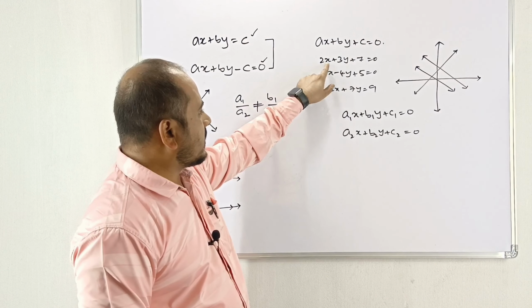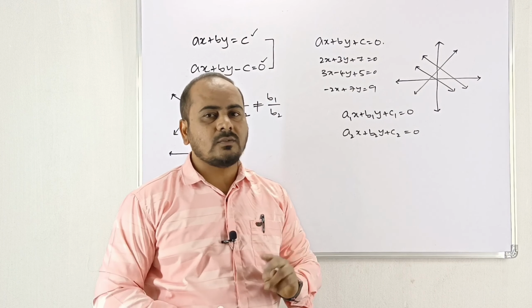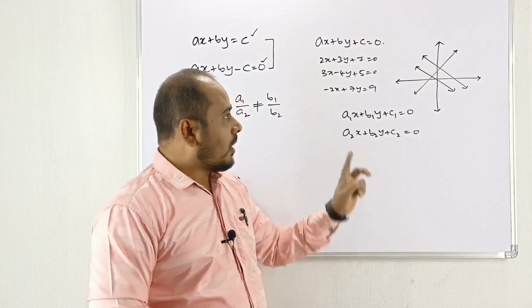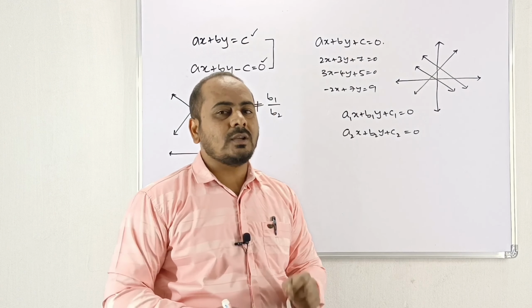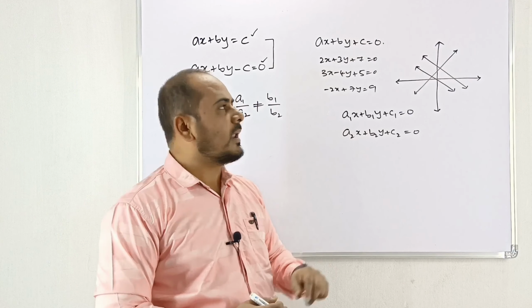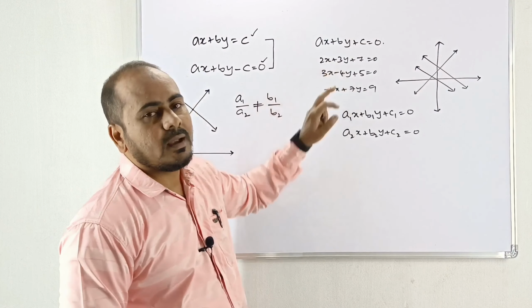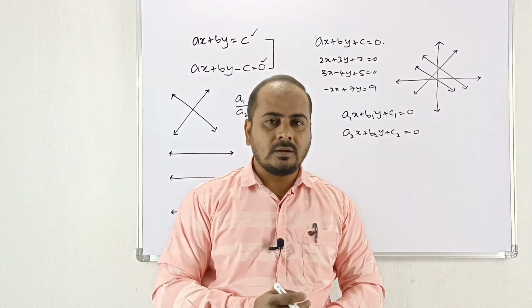For example, if you take 2x plus 3y plus 7 is equal to 0, this is one of the equations. How many solutions do we get for this line? So you can say that an infinite number of solutions we may get for a line. For this line we may get an infinite number of solutions. That you remember, my dear.